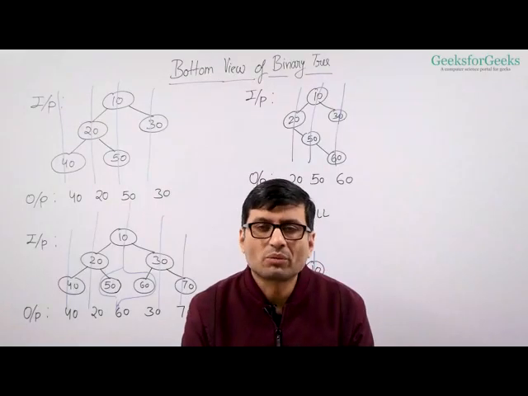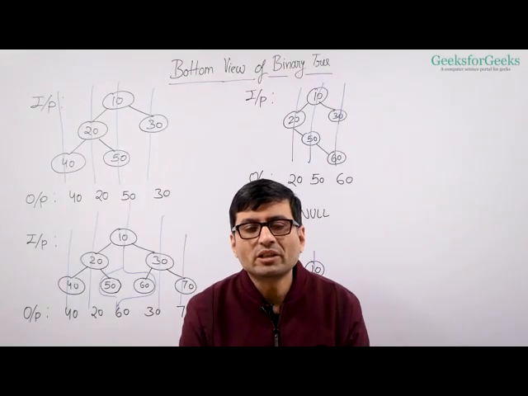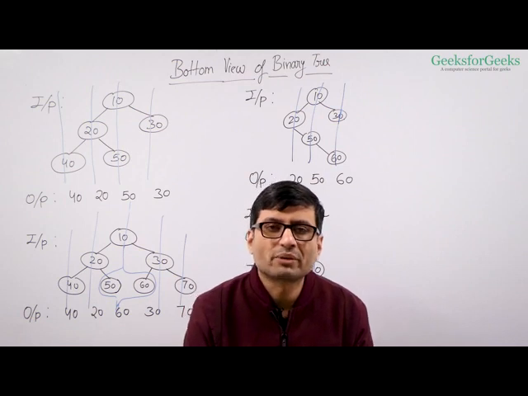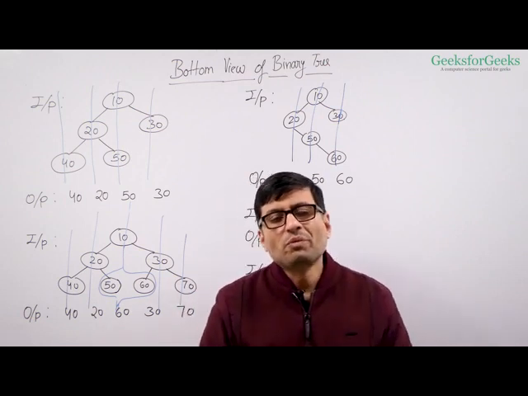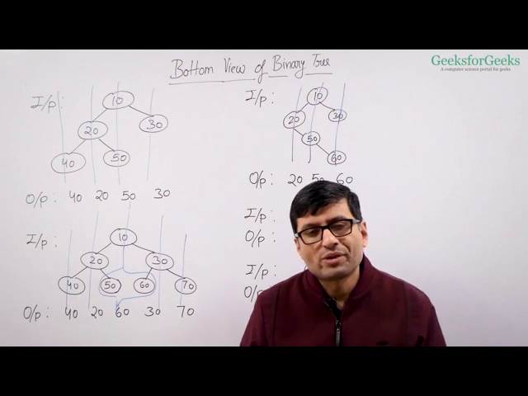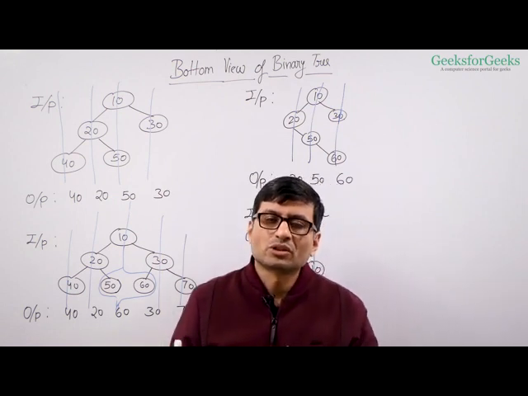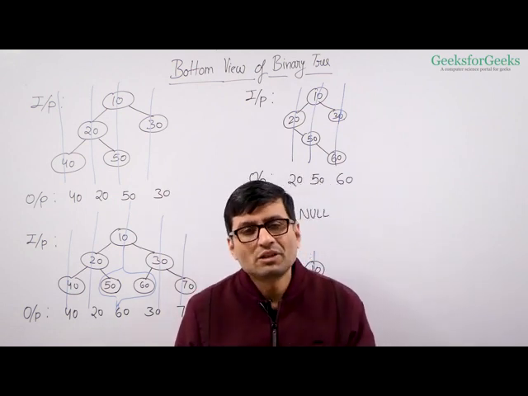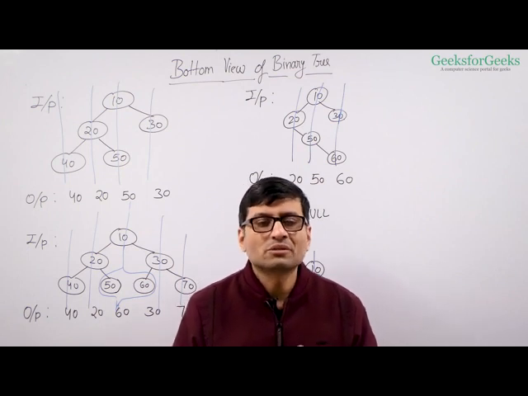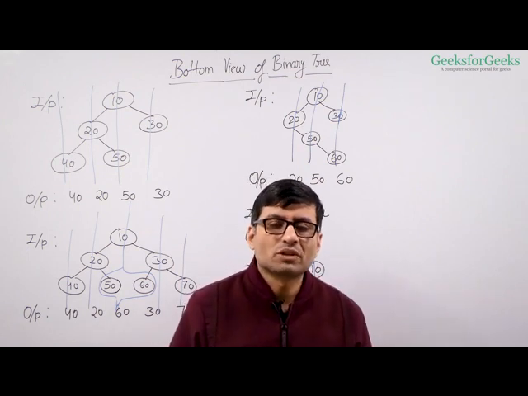Let us talk about this problem. We are given a binary tree. We need to print the bottom view of this binary tree. What do we mean by bottom view? If we draw vertical lines across the nodes of a binary tree, in every vertical line, whatever node comes at the bottom is part of the bottom view.